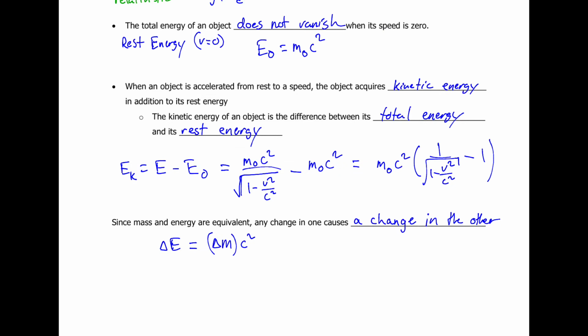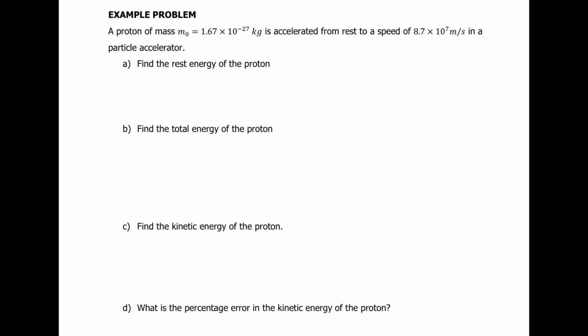All right, let's try an example problem. We've got a proton. Everyone knows a proton's rest mass is 1.67 times 10 to the negative 27th kilogram, which is incredibly small. It's accelerated from rest to a really fast speed of 8.7 times 10 to the 7th meters per second in a particle accelerator. What is the rest energy of the proton? What is c squared? What is c? c is the speed of light, 3 times 10 to the 8th meters per second. It's on the formula sheet if you forget.